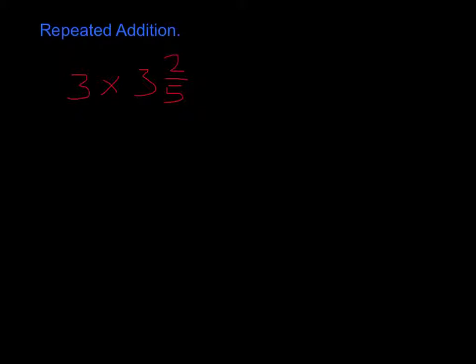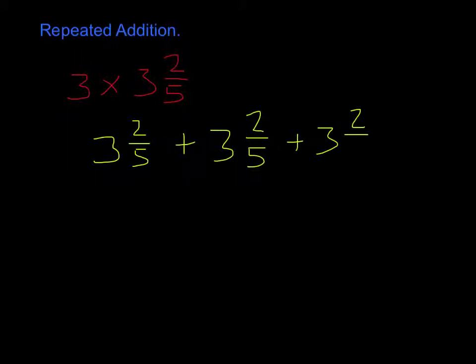This last one here, we're going to use repeated addition. Okay, so on this one here, we're going to take our 3 and 2/5, and we're going to multiply it by 3. So we're going to take our 3 and 2/5 using repeated addition. So 3 and 2/5 plus 3 and 2/5 plus 3 and 2/5. Now notice we have 3, 1, 2, 3, and the reason we do that is because we're multiplying by 3.